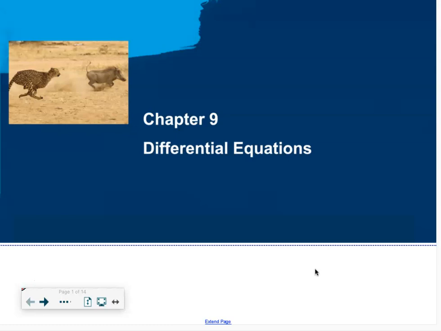We will learn Euler's method, which is a way of approximating the solution to a differential equation. And we will learn logistic differential equations and their solutions. And then we'll be done.